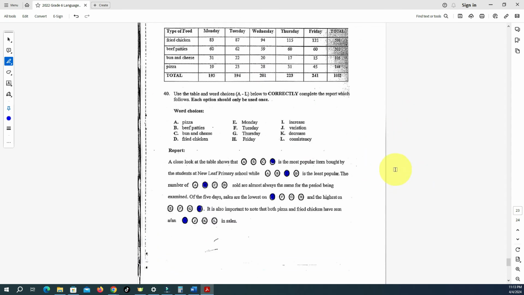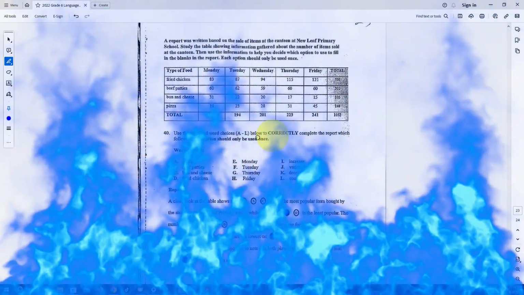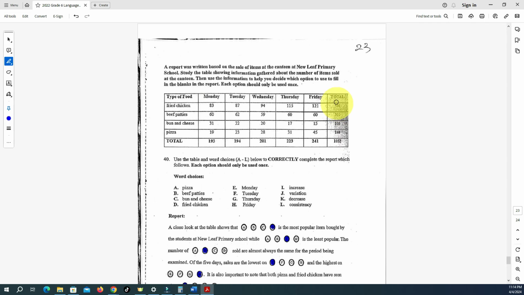All right, so I'm at the end. Okay, this is a long one, right? A report was written based on the sale of items at the canteen at New Leaf Primary School. So study the table showing information gathered about the number of the items sold at the canteen. Then use the information to help you decide which option to use to fill in the blanks in the report. Each option should only be used once. Okay, clear. All right, so we have the type of food, the days, and then the total for each food, and then the total of all the days at the bottom here.